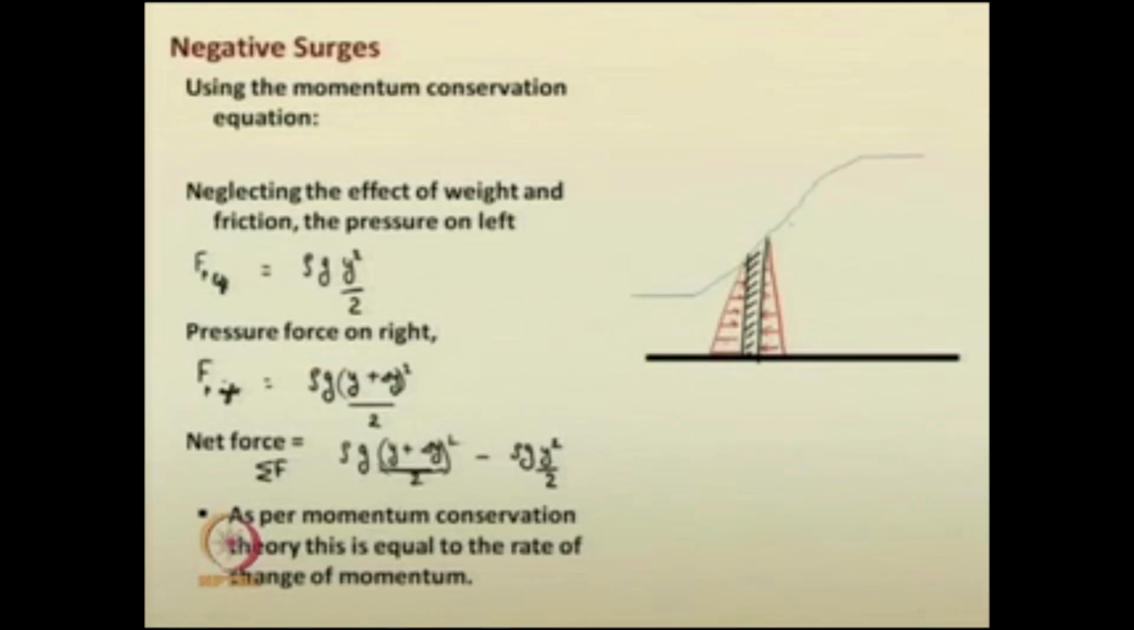Now, for the elemental strip, we have already considered the conditions are steady. So, you do not have the change in momentum stored inside that elemental strip. So, there will be change in momentum only due to the outflux of momentum through the control surfaces of that elemental strip. So, we can write this as per the momentum conservation theory, this is equal to the rate of change of momentum.